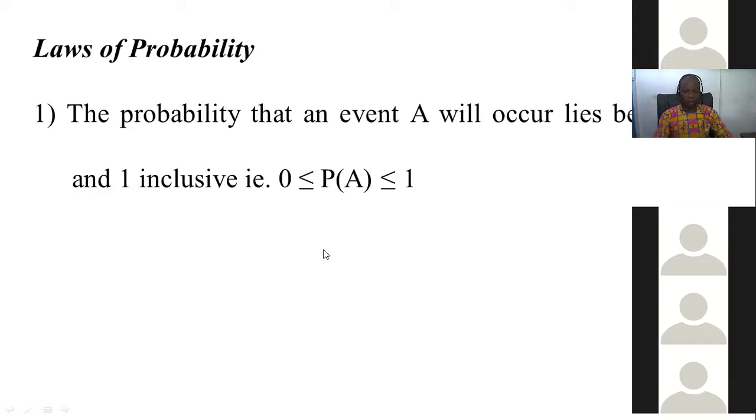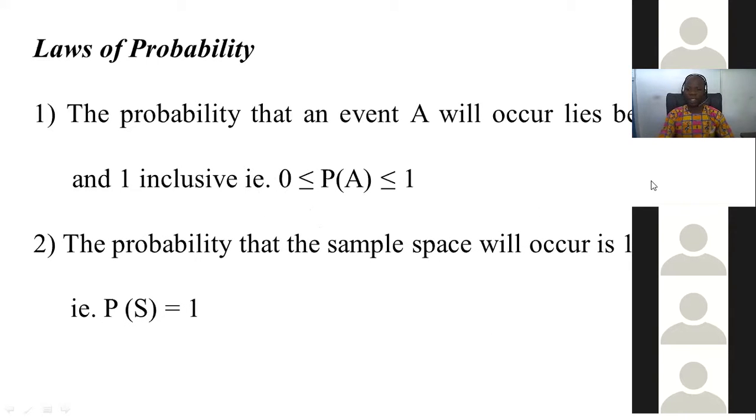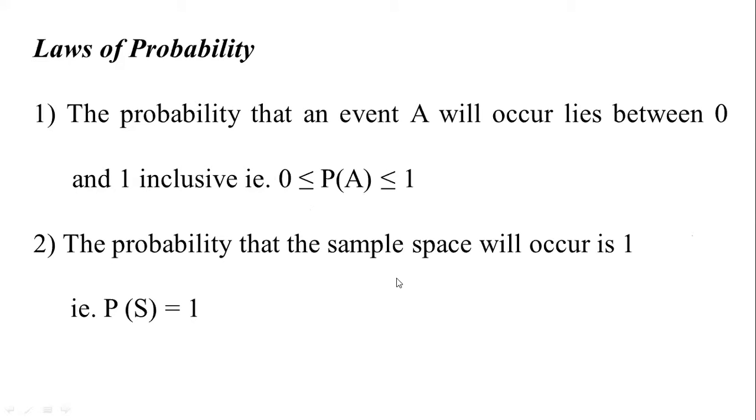Now, the second one. The probability that the sample space will occur is 1. The sample space there, we are using S, so the probability that S will occur is equal to 1. For example, with the previous example we had, where there were 6 members in that set, when they ask you the probability that the sample space will occur, it is the number of events in that set, which is 6, over the sample space, which is 6. So 6 over 6 gives you 1. We say the probability that a particular set will occur is equal to 1.